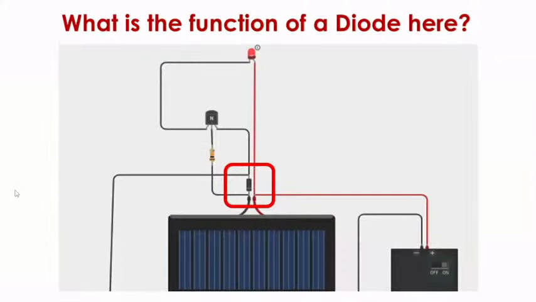So now what is the function of the diode? As you can see, the diode protects the circuit from reverse polarity. It will not allow the current to flow in the reverse direction. As the diode is connected to the negative terminal of the solar panel, it will not allow the current to flow from the battery to the solar panel. It will allow current only from the solar panel to the battery. So it will protect the solar panel from reverse current from the battery.